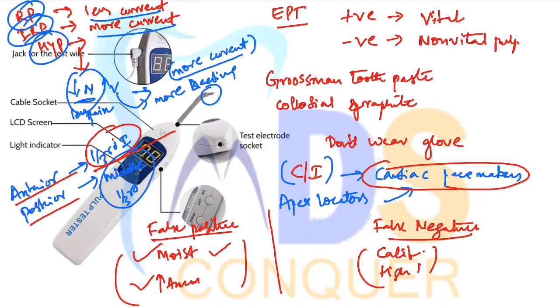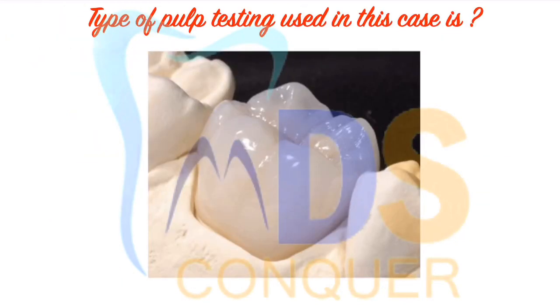So they can ask you in which of the following conditions you have a false positive, or in which of the following conditions you have a false negative. This is the most commonly asked question, so just make a note of it. They can ask you this type of question.